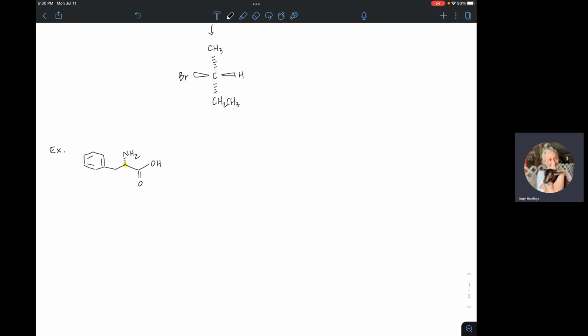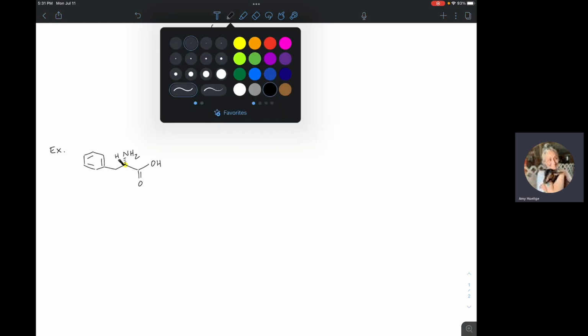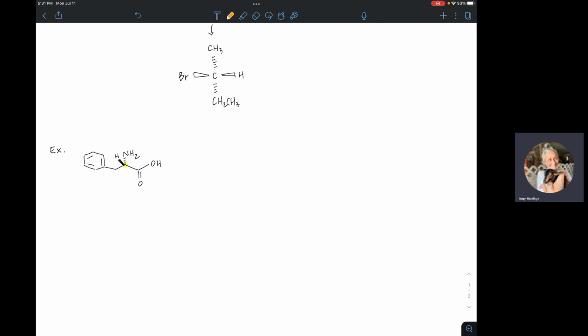So you can make your life a little bit easier and draw it in if you like, or you don't have to. Just say the hydrogen is implied, it's the fourth group, and it's coming out at us. So then what you can do is say, I'm going to assign configuration. I'm going to circle my top priority group. So if I go from that asymmetric carbon out, I notice that I have a hydrogen. That's an easy number 4, right? That's the lowest atomic mass.